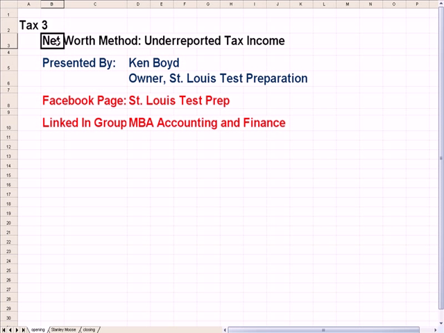Tax-free net worth method, underreported income.